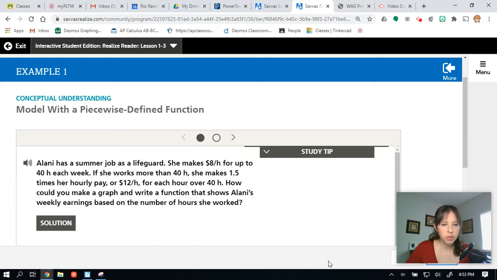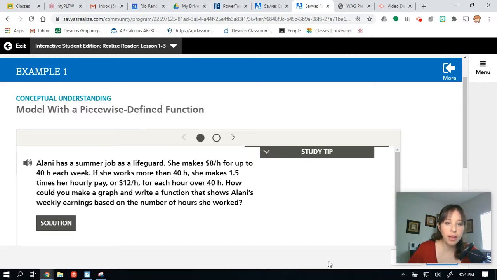So this example starts out with Alani, and Alani has a summer job as a lifeguard. She makes the standard $8 an hour for 40-hour weeks, but if she works more than 40 hours, she makes what's called time and a half, or she'll make her $8 plus another $4 to make it $12. So once she hits 40 hours, it's for every hour after. So if she's working 41 hours, she gets $12 an hour there.